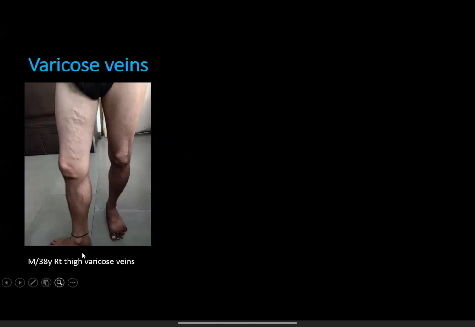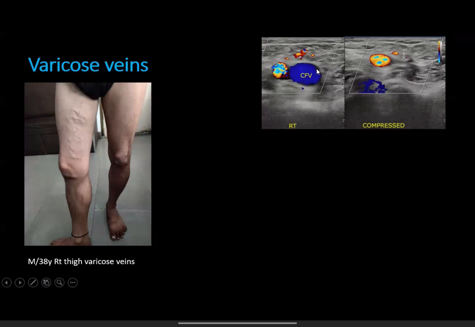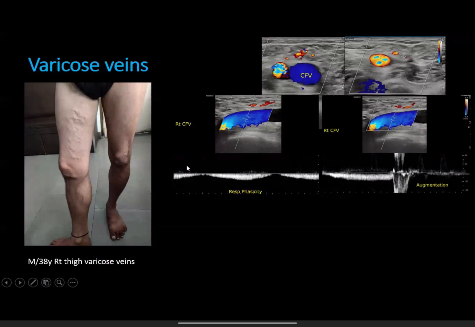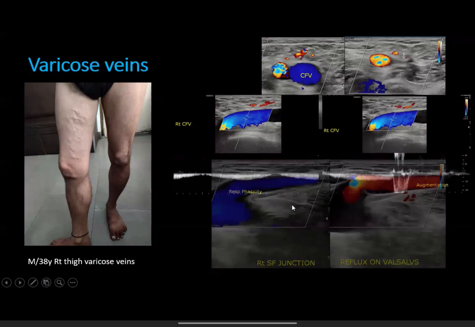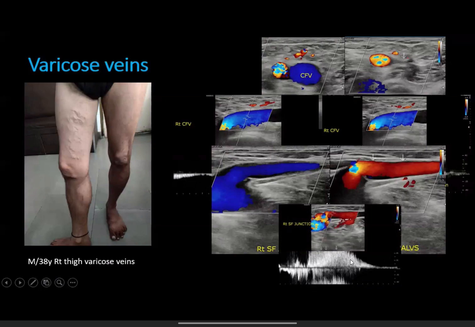Now this is a 30-year-old male showing obvious varicosities in the thigh, anteromedial aspect. The femoral vein shows blood flow and compressibility. Normal phasicity in the femoral vein, augmentation is normal. Coming to the saphenofemoral junction, this is the normal flow, and on Valsalva we see significant reversal, which is seen as a color flow, red color. And on spectrum we can see significant reversal. So we can see the saphenofemoral junction is incompetent, number one.